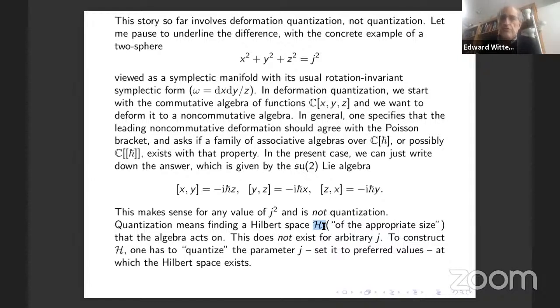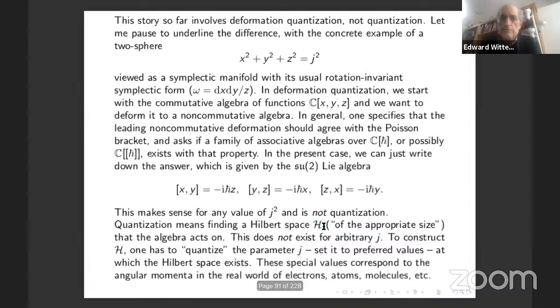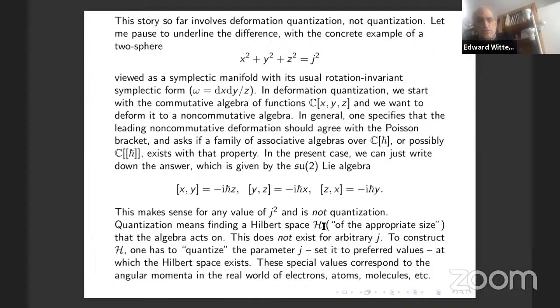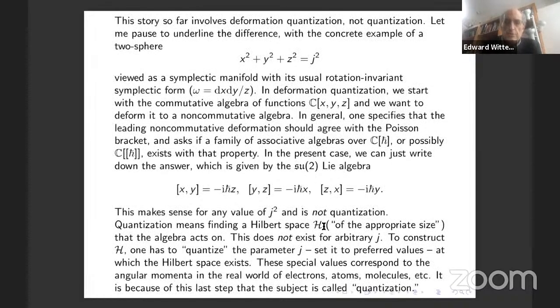I hope I've made that sufficiently clear so that I can go on and we'll now discuss quantization as opposed to deformation quantization. But here, as I've remarked, the special values of J at which the Hilbert space exists are the ones that we see in the real world of electrons, atoms, molecules, and so on. And it's because of the last step that the subject is called quantization.